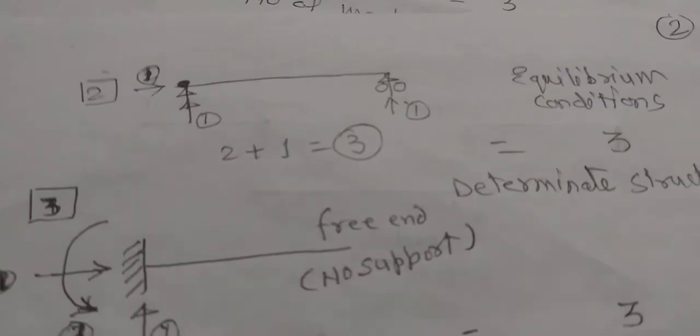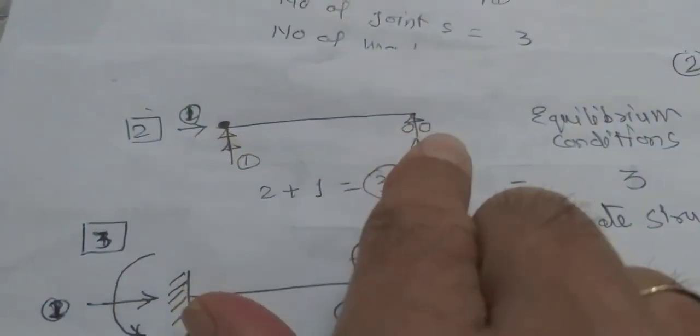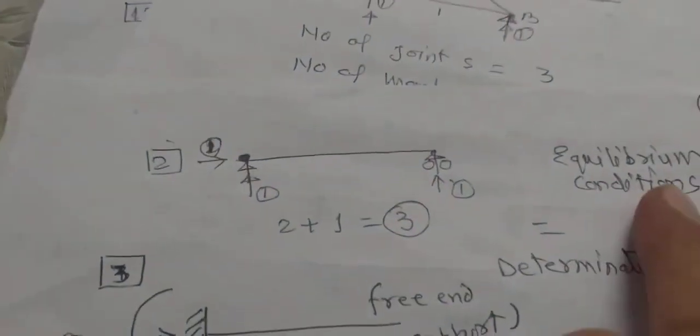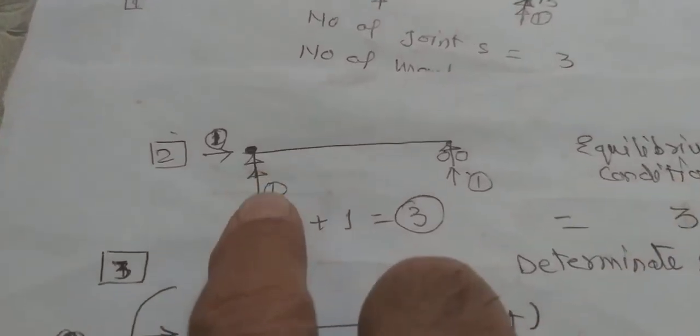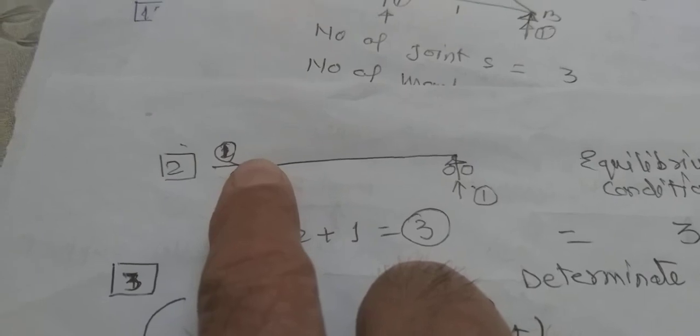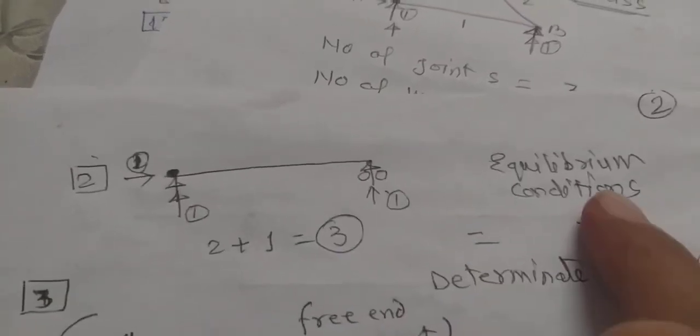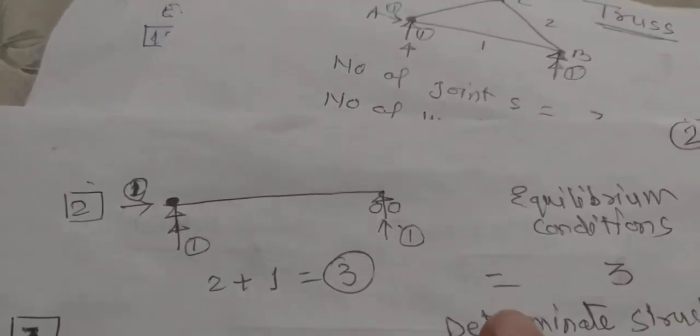Now we'll go for the next example, that is one end is hinge and other is on roller. Again, as usual, we know that equilibrium conditions are 3. Now, when it is hinge, there are two reactions, 1 and 2. And roller, again it is 1, only vertical. So 2 plus 1, that is 3. Equilibrium conditions are also equal to 3. So we can call this as a determinate structure.